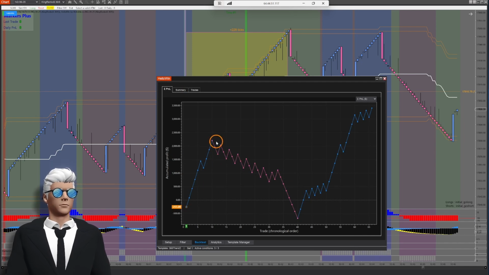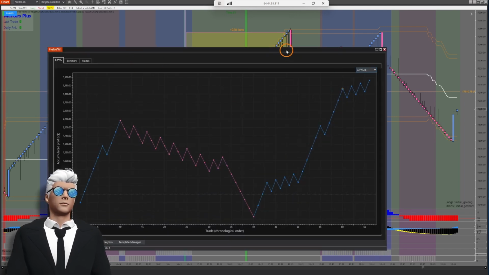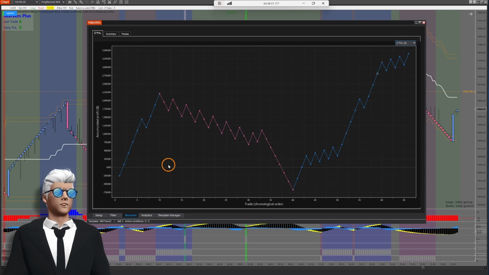So obviously quite a bit of drawdown there. But you get a nice P&L curve, and you can do it in dollars or ticks. And that's really cool too. We can increase the size of this, right? So look at how cool this is. It gives you a nice little equity curve.